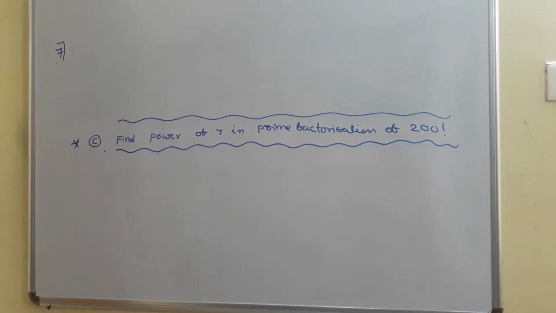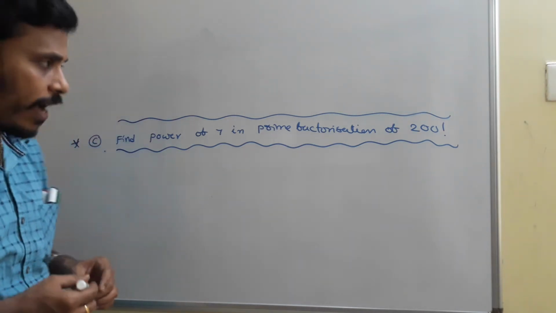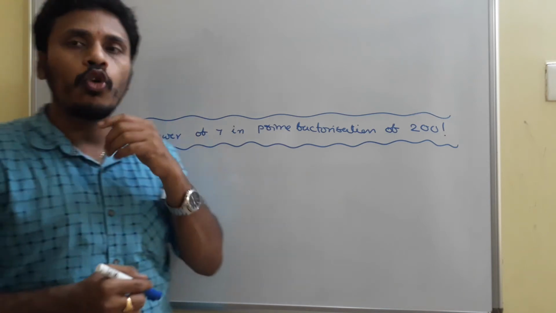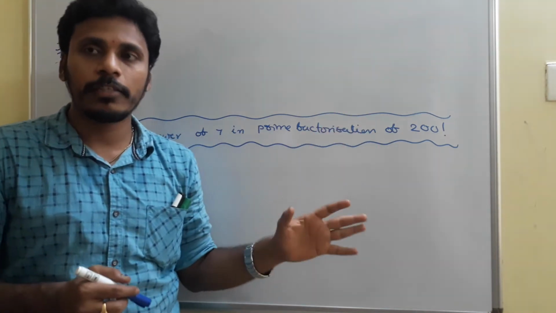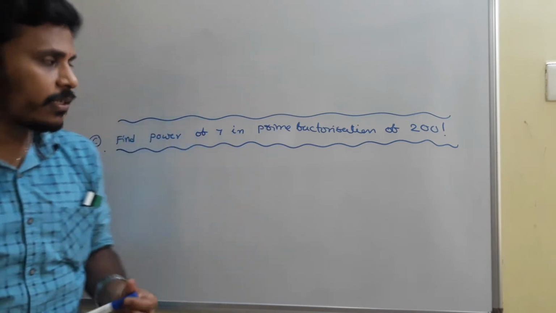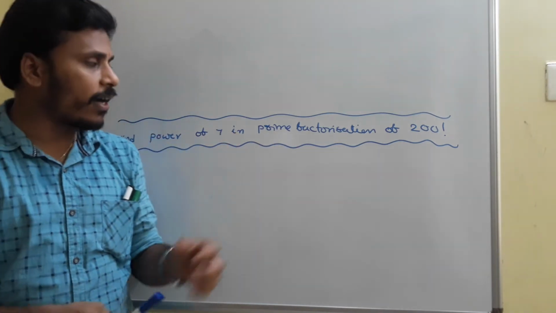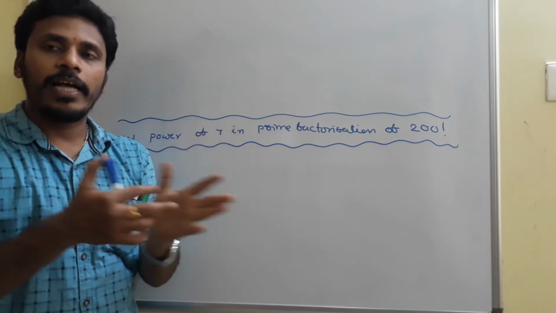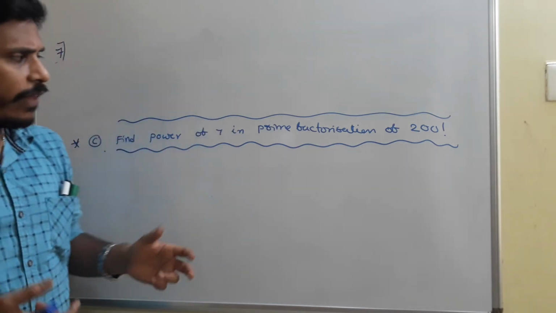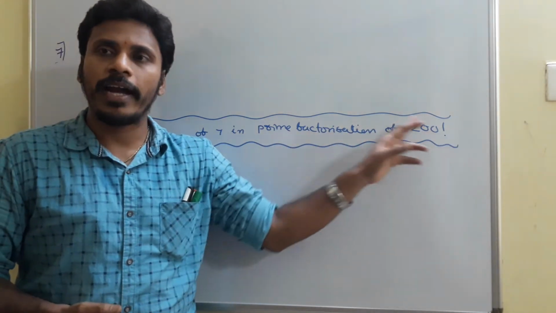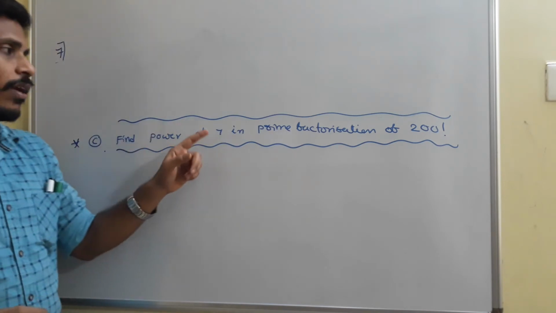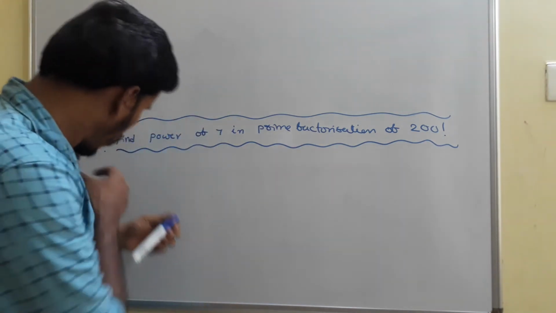Just look at the board. We need to calculate the power of 7 in the prime factorization of 200 factorial. To prove it, I will use this space. First of all, we need to know about 200 factorial. What is meant by a factorial? And the next idea is what is meant by prime factorization. If you know the prime factorization as well as the definition of factorial, then you can express 200 factorial in its prime factorization, and after that find the power of 7 in it.